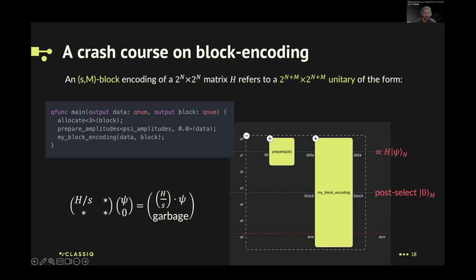Let's say I have some amplitudes that I'm loading to the data. So I'm preparing some psi. Then I'm applying my block encoding. So psi connects to the data part, and the block starts with 0. So what the block encoding gives you is that if you post select the block variable of size m to be 0, then you know that this state is proportional to H times psi. Okay, this is the idea of block encoding.